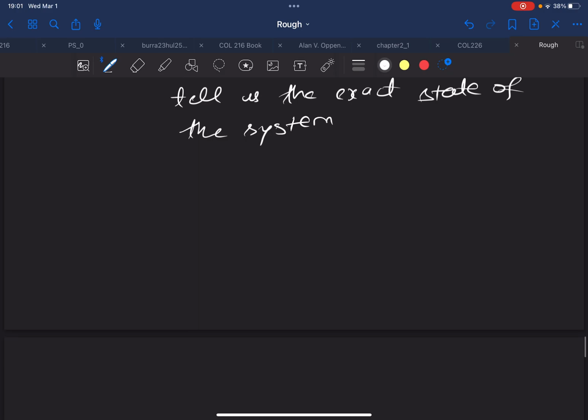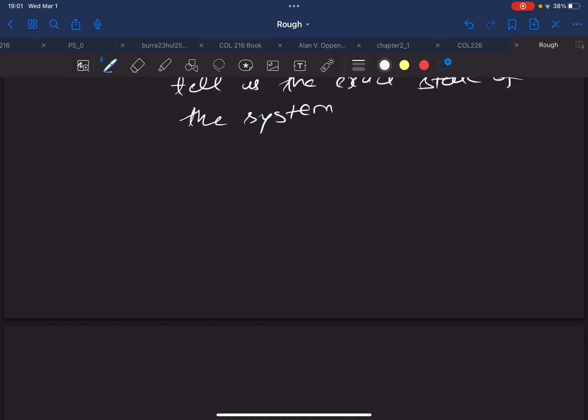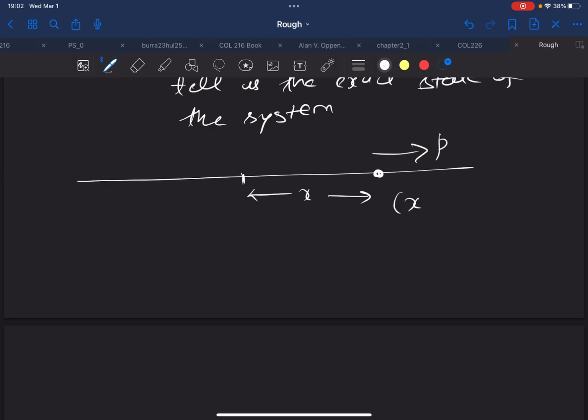For simplicity, let's take a system with two observables. Suppose we have a particle on the number line and we can measure its position at a certain time and its momentum also. Suppose it has position x and momentum p. Then if we are able to tell these two quantities, then we are able to tell the exact state of the system.